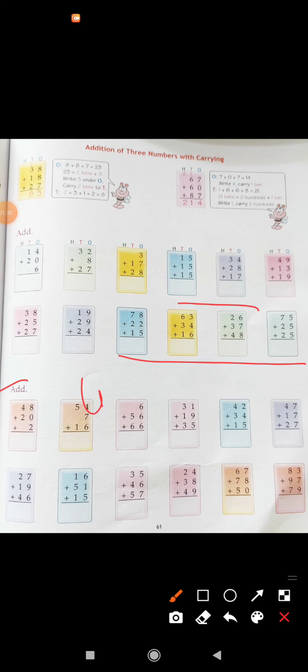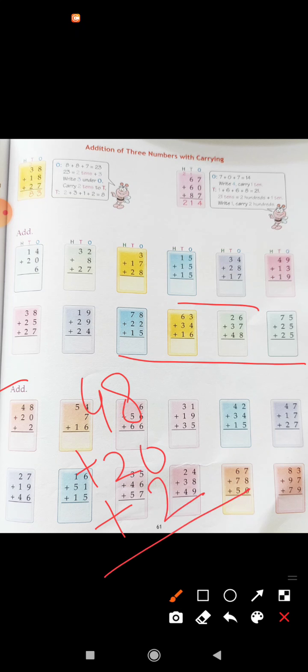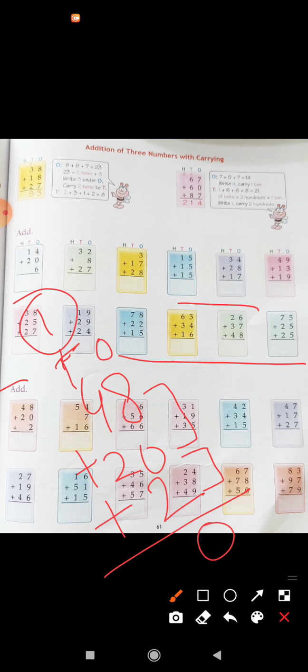Next question is 2a part 48 plus 20 plus 2. This is your tens, this is ones. Add the ones. 8 plus 0 is 8. 8 plus 2 is 10. Write 0 here. Take 1 carry on tens. Now add the tens. Here will be 7. The answer is 70. In the space given you write here 70.